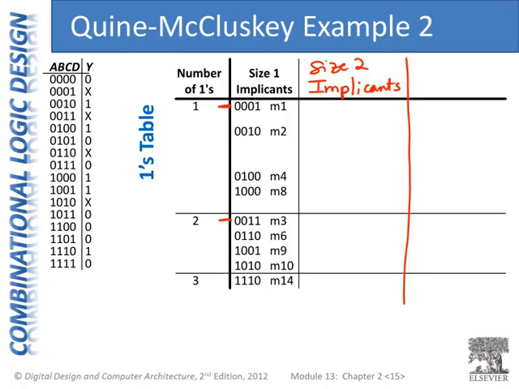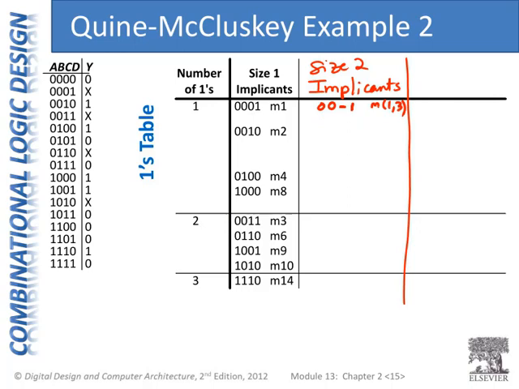These differ only in the C position, so in fact we can combine those. We get 0, 0, don't care, 1. That would correspond to A bar, B bar, D. C has been combined out. And we note which min terms we combined: min terms 1 and 3.